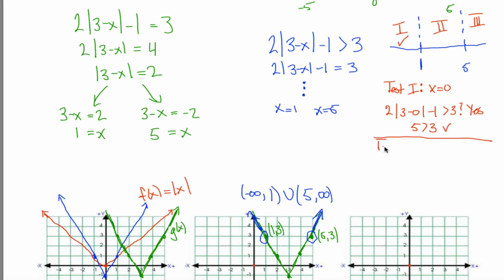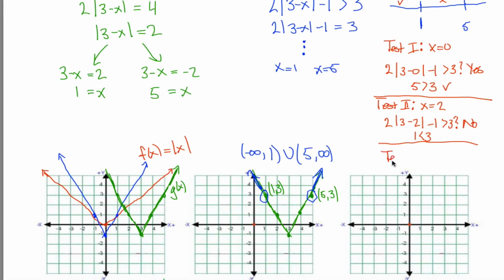Now I'll test region 2. Same way, pick any number in region 2. I'm going to pick x equals, I don't know, 2. Why? Just because I got to pick something. Plug that into your original inequality and see whether it's true or not. There's a question mark there. It's not true because 3 minus 2 is 1. The absolute value of 1 is 1. 2 times 1 is 2. 2 minus 1 is 1. And 1 is less than 3. It's not greater than 3. So no, this is not true. 2 should not be in my solution set. But furthermore, every single number in region 2 should not be in my solution set.